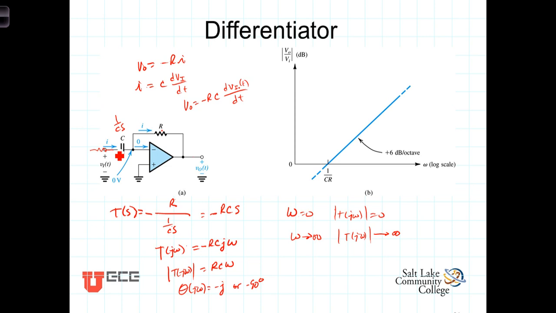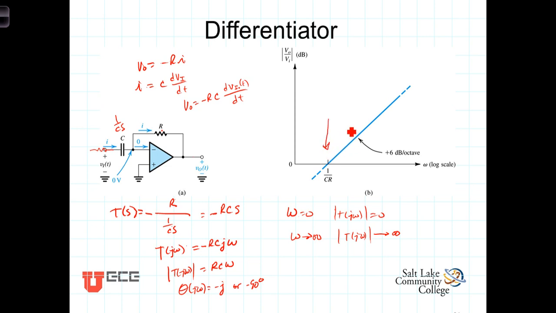The Bode plot is again just a straight line. It's increasing linearly with omega. It now has a positive slope, with a slope of 6 dB per octave, or again 20 dB per decade.